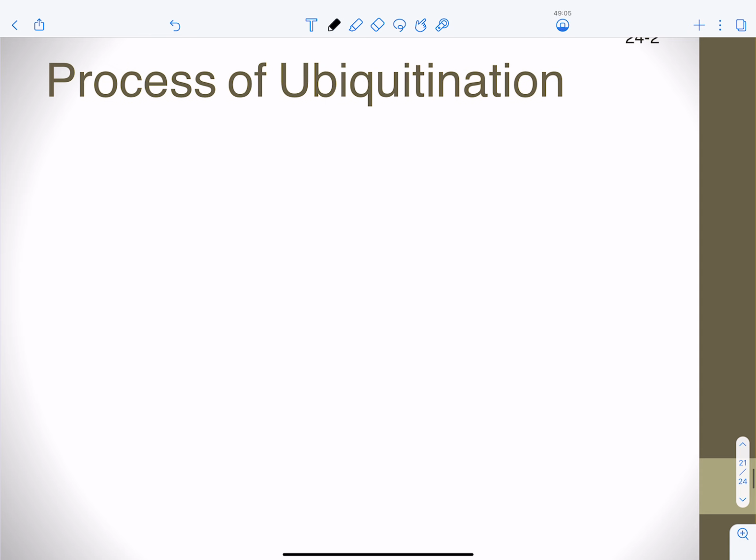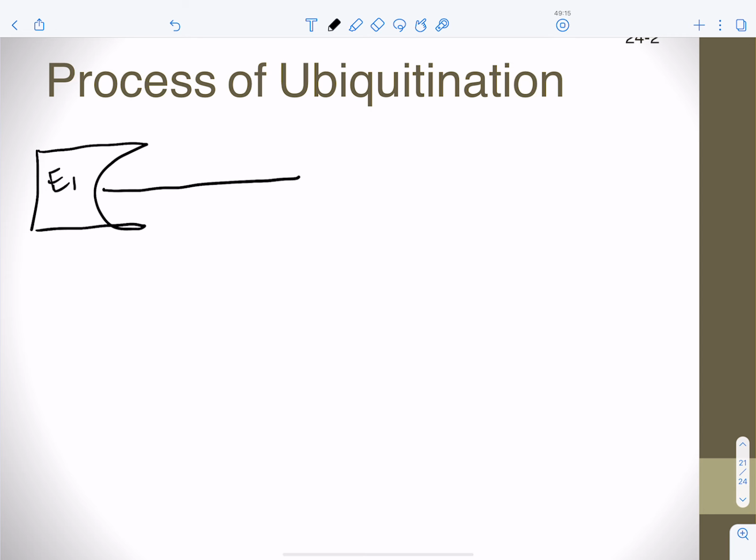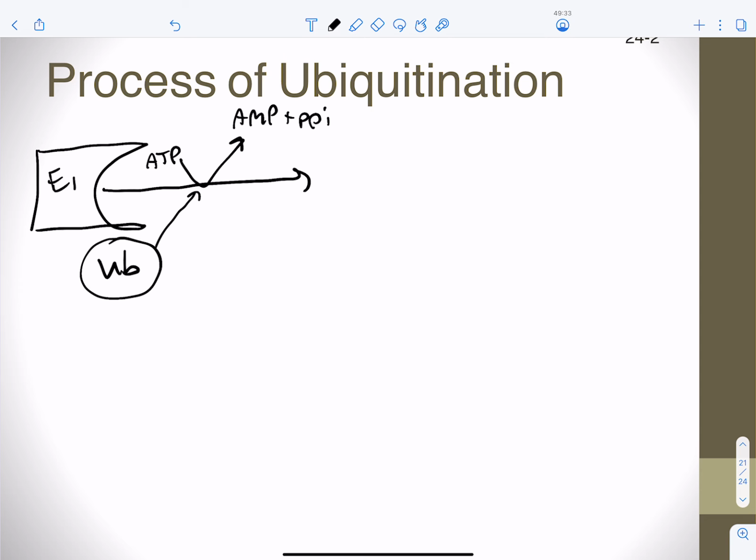So what is the process of ubiquitination? Well, first you have your E1 protein. And you have your ubiquitin here. And ubiquitin is going to come in. This requires ATP. And you're going to release an AMP and 2 inorganic phosphates. And then this results in your E1 with ubiquitin attached.